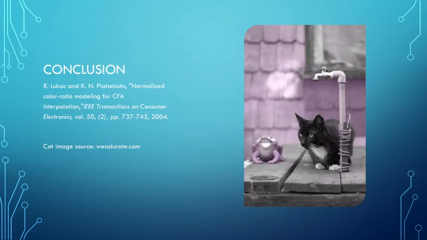Overall, the normalized color ratio model seems to be a successful CFA interpolation method in terms of color similarities. However, more work needs to be done investigating the edge detection and potentially the upgrade in the implementation for linear shifting and scaling.